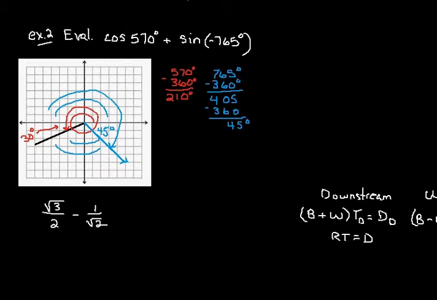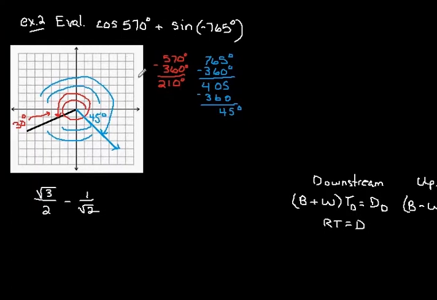Alright, we're just going to try one more. Looks like I already started this one. So evaluate the cosine of 570, so these are angles bigger than 360, plus the sine of negative 765. Before I even drew these angles, I subtracted 360 from the big angle. I see it's bigger than 360, so I'm going to subtract 360 from it and I get 210. So 210 is going to be this angle right here. There's our 210 angle. So that's going to give us 30 degrees in here. I couldn't really fit it, but that goes right in there.